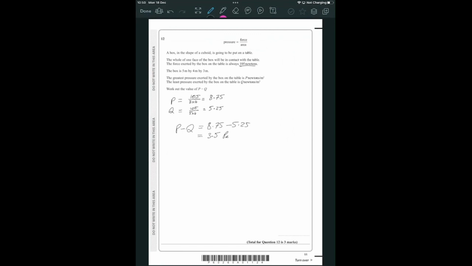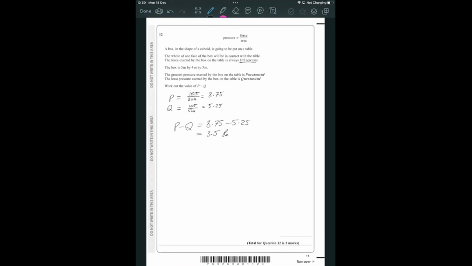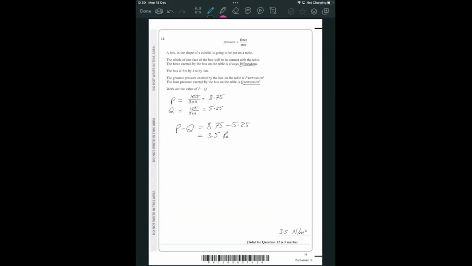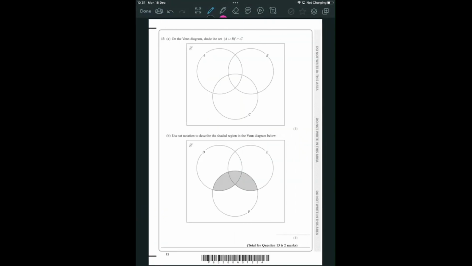I didn't put units on the answer line. Oh, they have given you the other version of the units there. 3.5 newtons per meter squared. We're now probably moving just past the staples. Of course, on the iPad version, I don't know where the staples exactly are, but this is where we start looking at those more difficult questions.